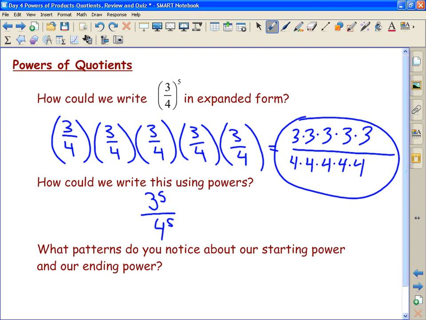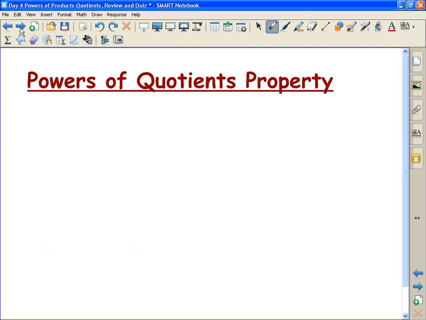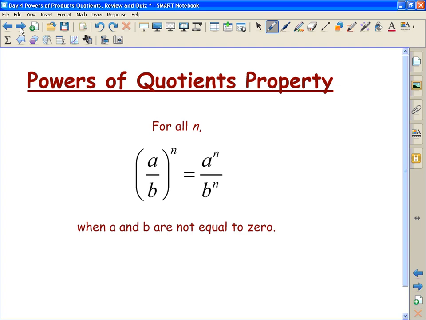So what looks like we did here? Well, it looks like we distributed that exponent of 5 to everything on the top and everything on the bottom. So it looks like whatever the exponent is, if it goes inside those parentheses, it has to go to every single thing in the numerator and every single thing in the denominator. That is actually called our powers of quotients property.